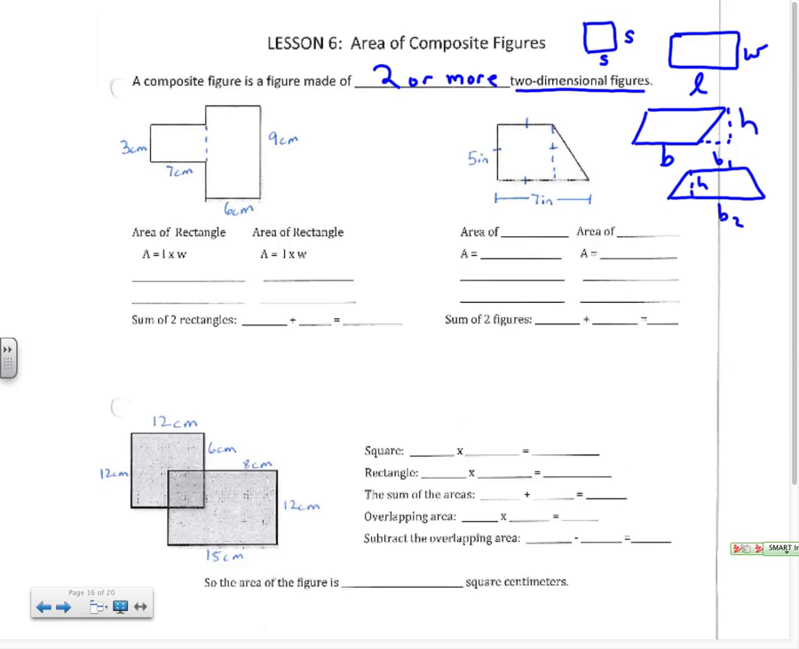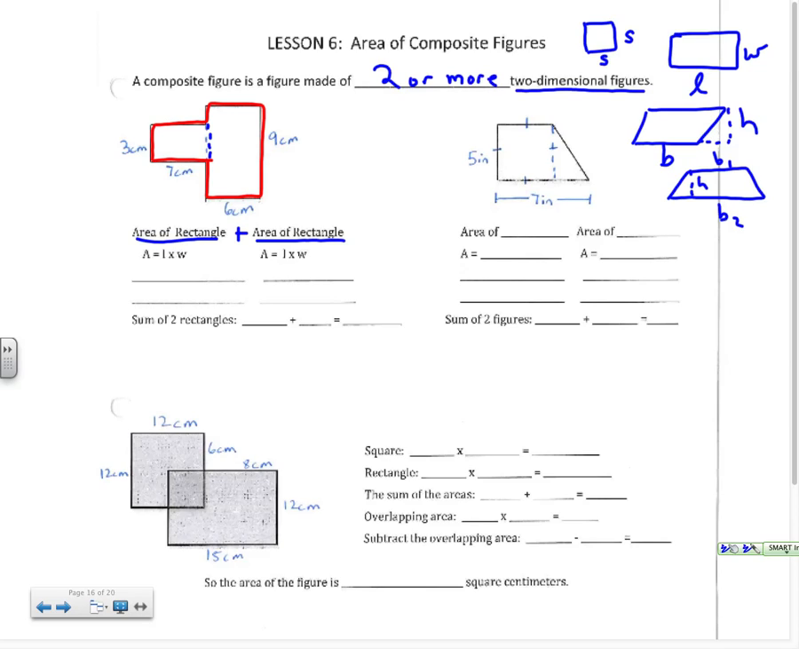If I looked at this shape here, it's called composite because I can split it into two separate shapes. This imaginary dotted line is splitting our shape into two rectangles. So what I would do is find the area of one rectangle and then the area of the other rectangle and simply add those together.